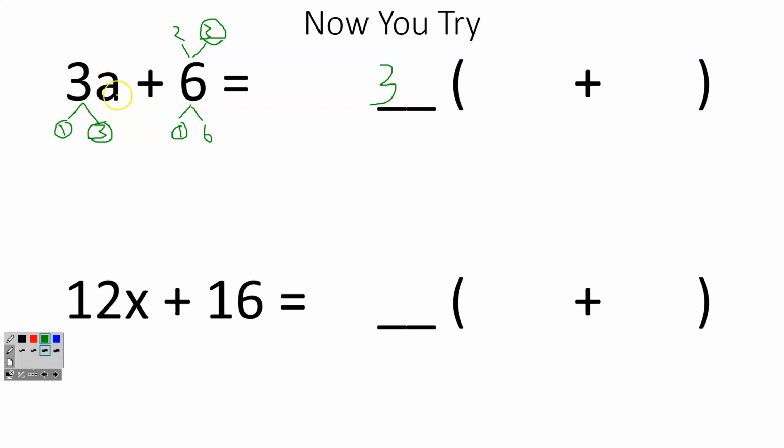Next thing I'm going to do is see where my variable is. So I'm going to put my variable right here. If I factor a 3 out of 3a, that just gives me a 1 left over. And you can put the 1 or just leave it blank and just say a. If I factor a 3 out of 6, then I have a 2 left over.